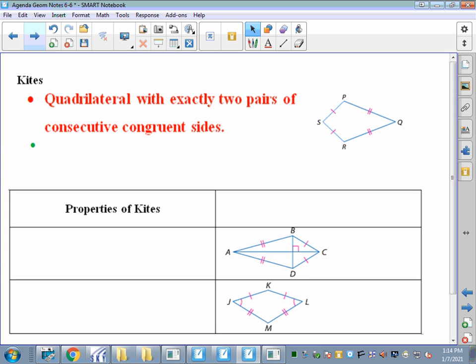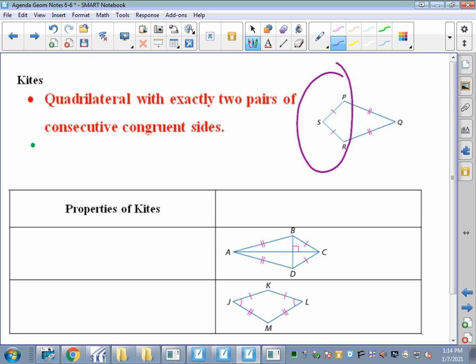So when I look at this example that I gave you here, notice I kind of think of it as splitting it up. Consecutive congruent sides. So in other words, if I split this part up, I've got these two sides are congruent. If I take this part of it, I've got these are congruent. That's the two pairs of consecutive congruent sides. They're not opposite sides that are congruent. They're sides that are next to each other that are congruent. So sometimes it's tricky to see, so watch for those.